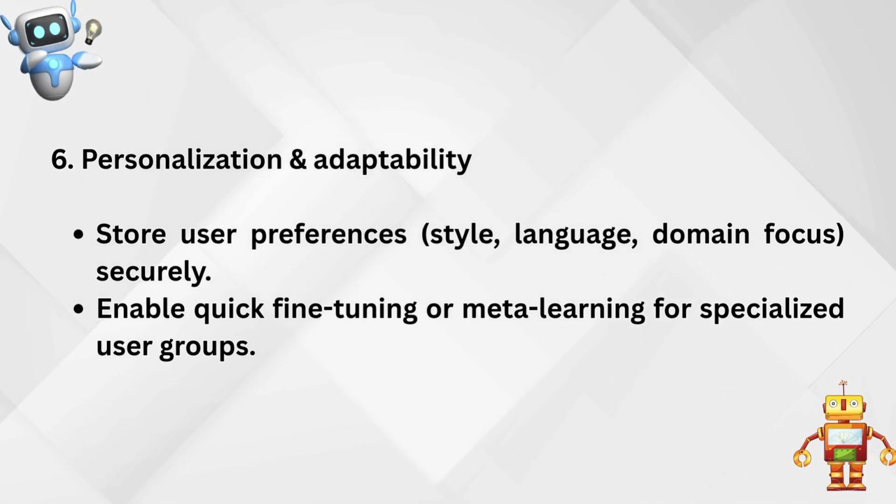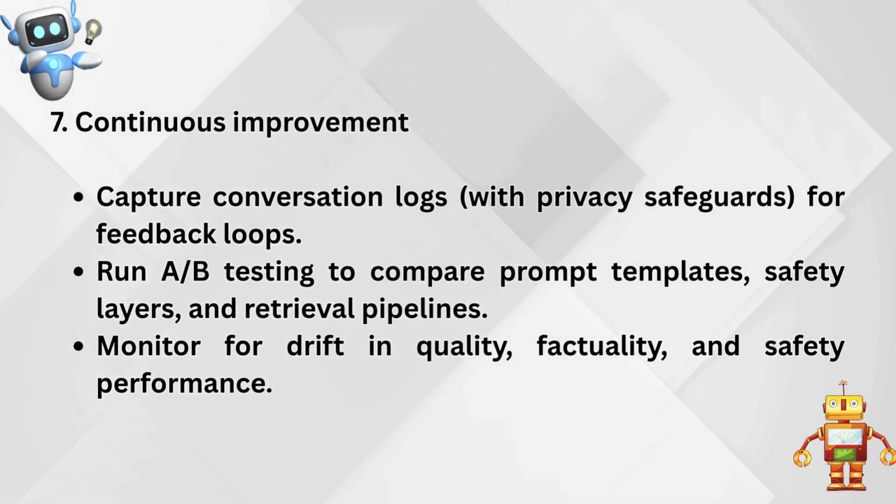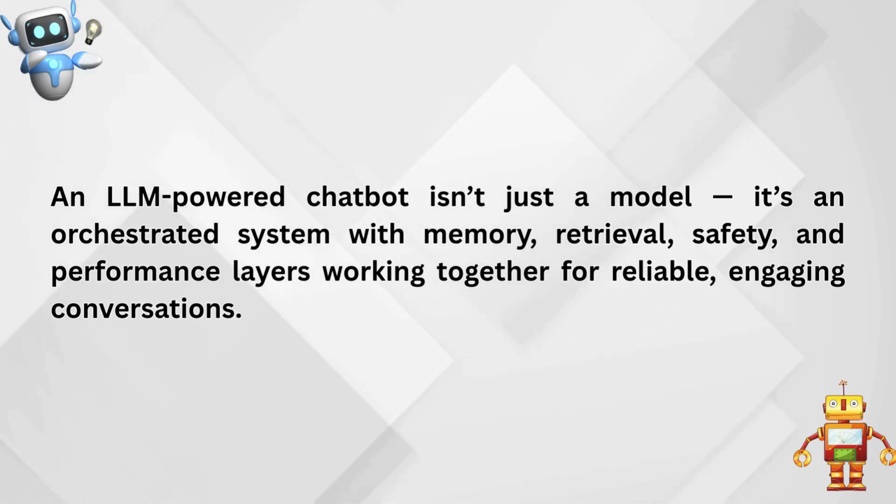6. Personalization and adaptability. Store user preferences, style, language, domain focus, securely. Enable quick fine-tuning or meta-learning for specialized user groups. 7. Continuous improvement. Capture conversation logs with privacy safeguards for feedback loops. Run A/B testing to compare prompt templates, safety layers, and retrieval pipelines. Monitor for drift in quality, factuality, and safety performance. In short, an LLM-powered chatbot isn't just a model, it's an orchestrated system with memory, retrieval, safety, and performance layers working together for reliable, engaging conversations.